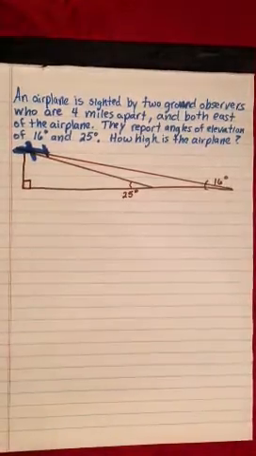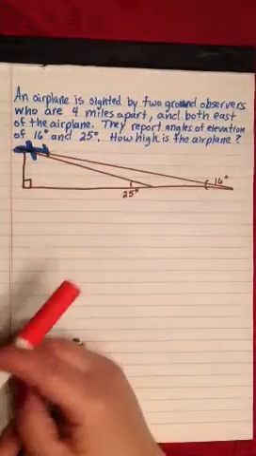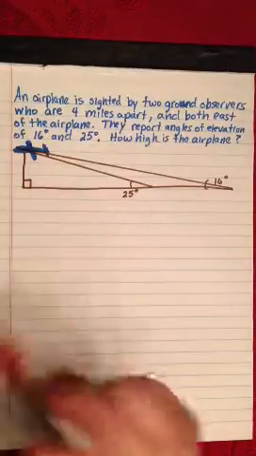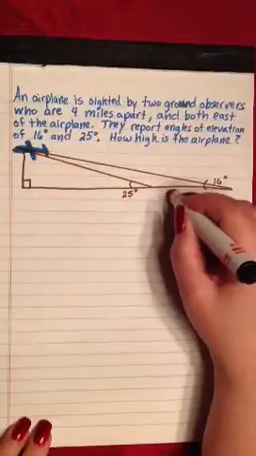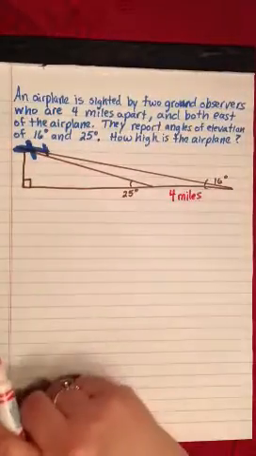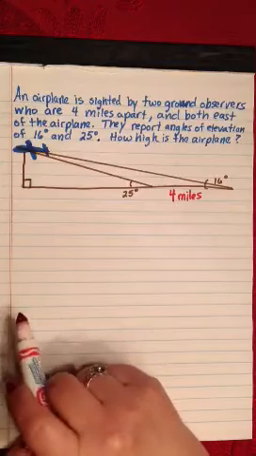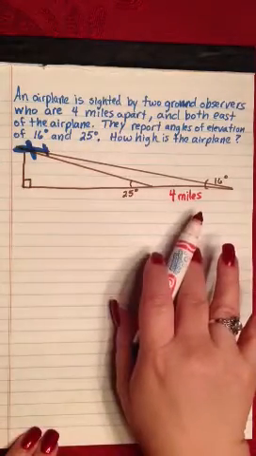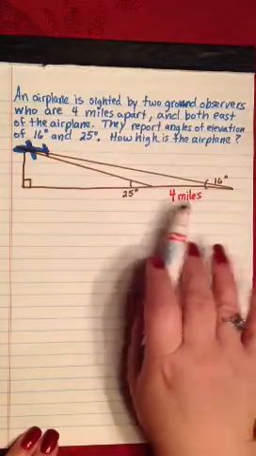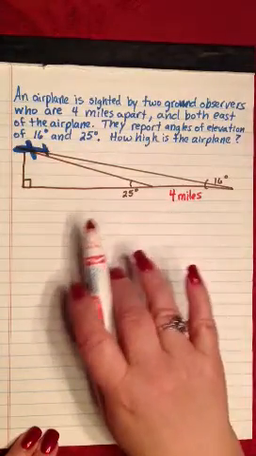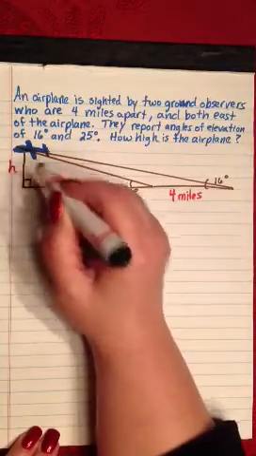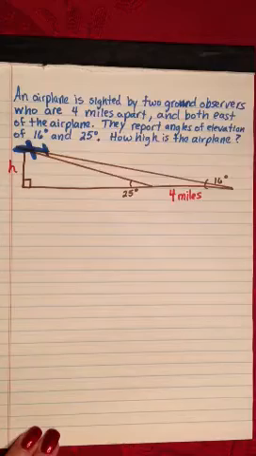All right, let's look at a word problem here. It says an airplane is sighted by two ground observers who are 4 miles apart. So these ground observers are 4 miles apart, and they're both east of the airplane. They report angles of elevation of 16 degrees and 25 degrees. The question is, how high is the airplane? So we're looking for the height of the airplane.